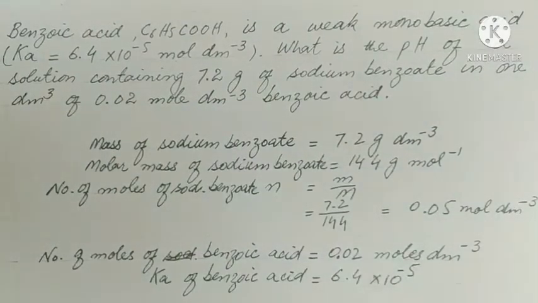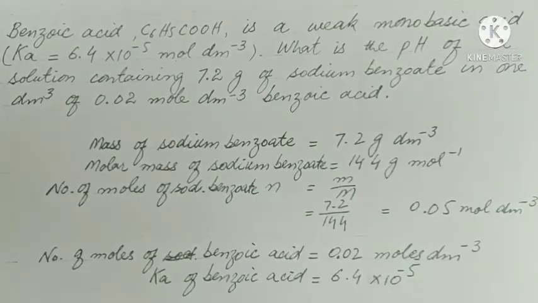Then question number 23, A part. Question 23 has also two parts. Benzoic acid, its formula is C6H5COOH, is a weak monobasic acid. Ka value given is 6.4 10 to power minus 5 mole per decimeter cube. What is the pH of a solution containing 7.2 gram of sodium benzoate in 1 decimeter cube of 0.02 mole per decimeter cube benzoic acid?